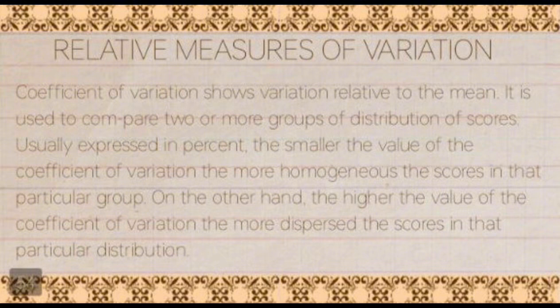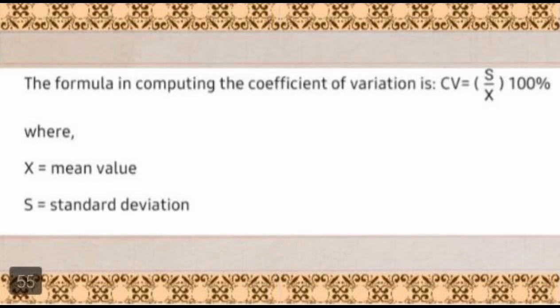In summary, variance and standard deviation help us measure how much scores vary, and the coefficient of variation helps us compare that variation between different groups even if their averages are different. As you can see, the formula in computing the coefficient of variation is CV equals S over X̄ times 100%, where X̄ is the mean value and S is the standard deviation.